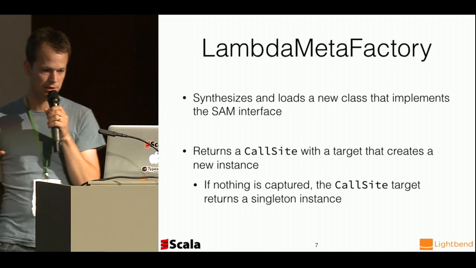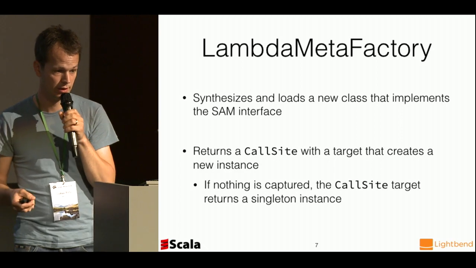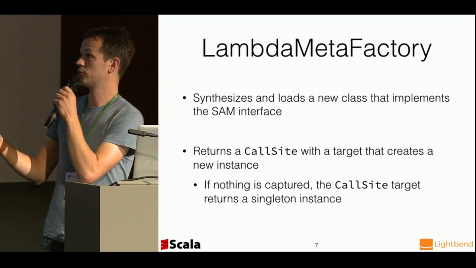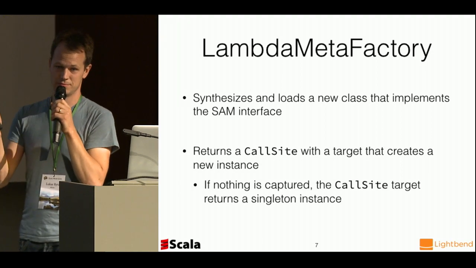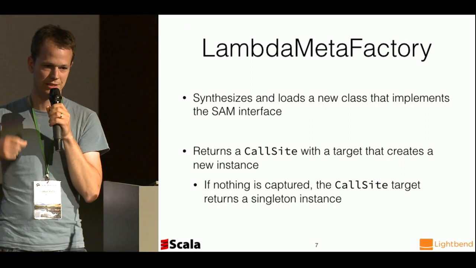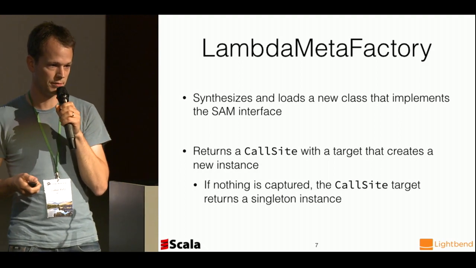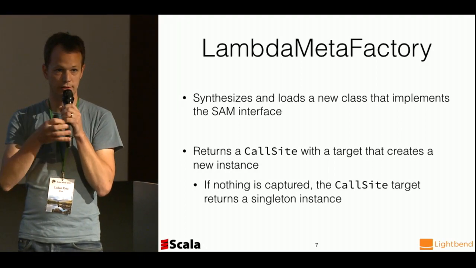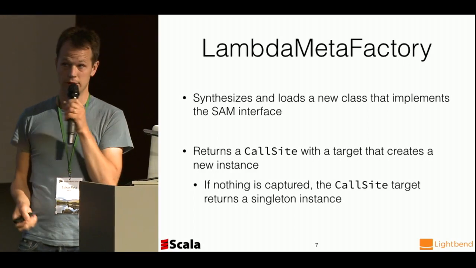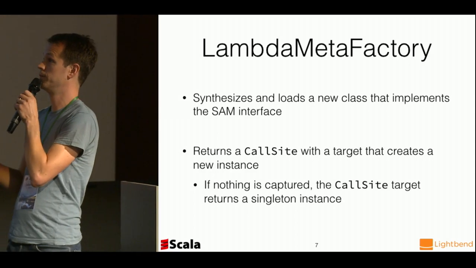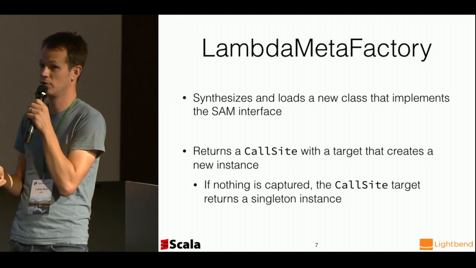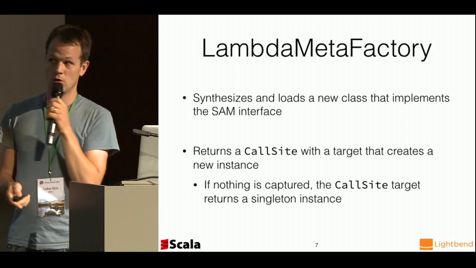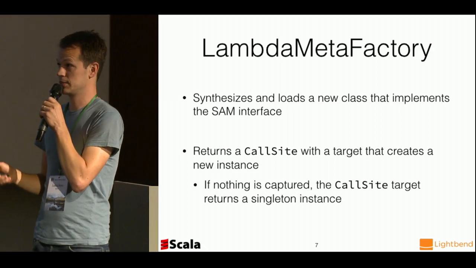So it dynamically synthesizes a new class file that implements the specified interface. And the returned call site, so that's the object that points to this method that will be called by the Invoke Dynamic. So what the Invoke Dynamic call needs to do at the very end is create the Lambda, right? So an object. So the call site will basically be a reference to the constructor. And there's an optimization that is built in.